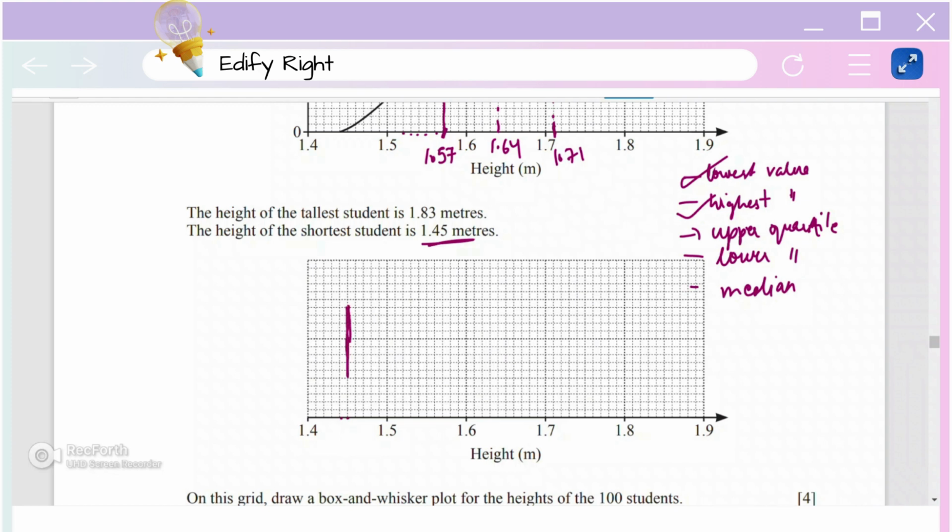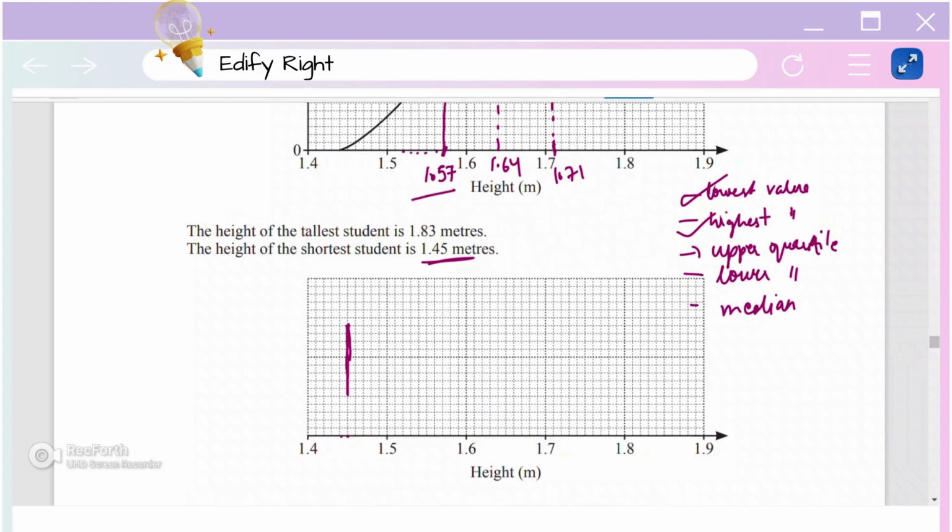This is the line. And then next you have the lower quartile. Here we can see the lower quartile is 1.57. So this is where the lower quartile is. And then you have the median in between, that is 1.64. So this is where the median is.